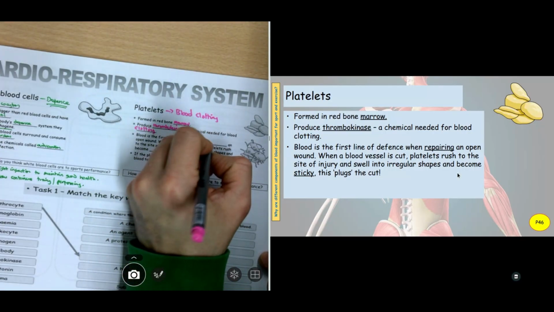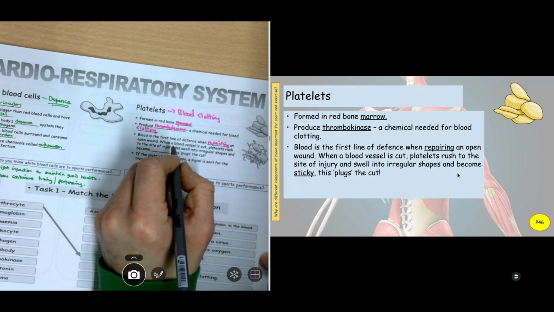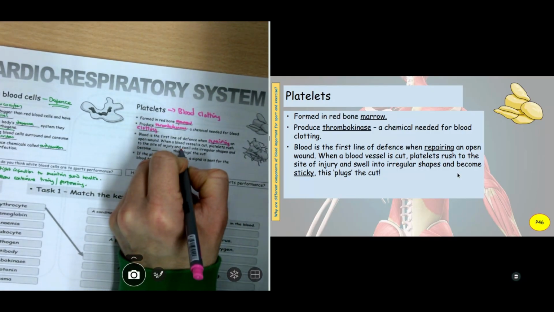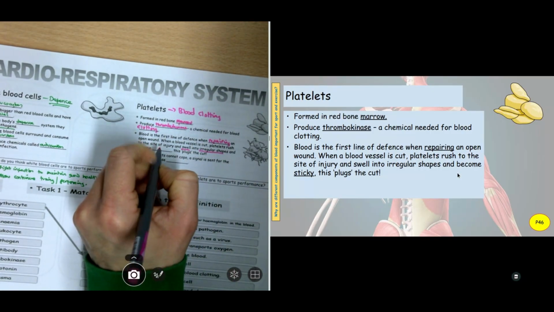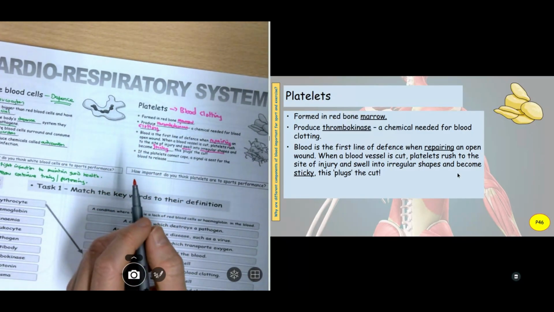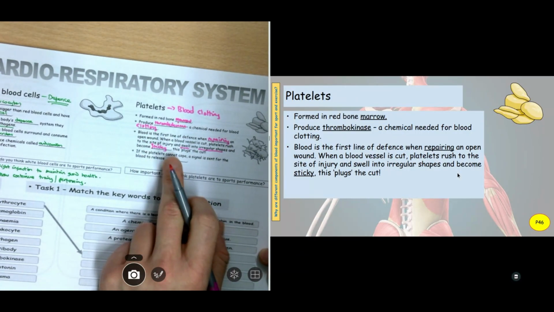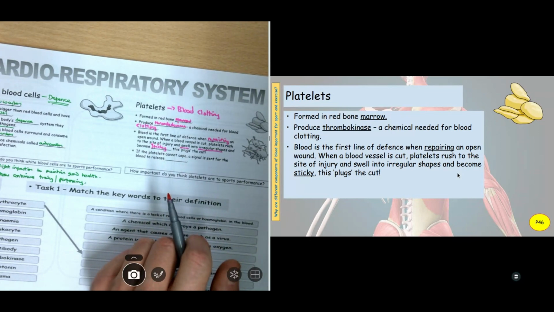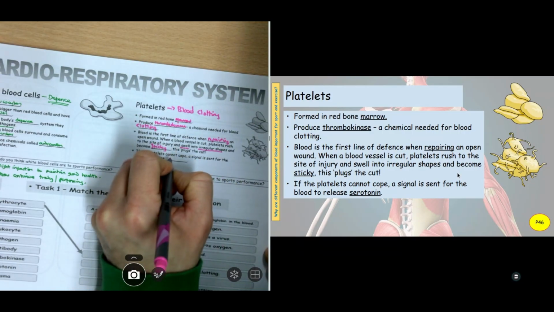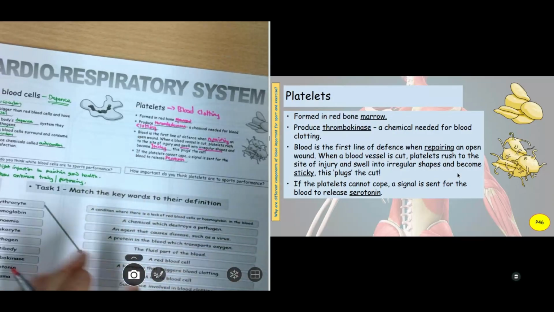So when we are trying to repair an open wound, the platelets will rush to the site of the injury, and they will swell, and they will become irregular shapes, and they will become sticky. So if you've ever fallen over and you get that sort of gooey white covering over the cut, these are the platelets which are starting to form a scab. And then there'll be a signal sent to the brain to release serotonin to help make you feel a little bit better.